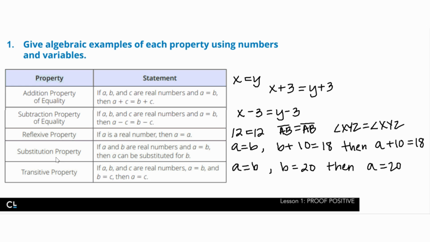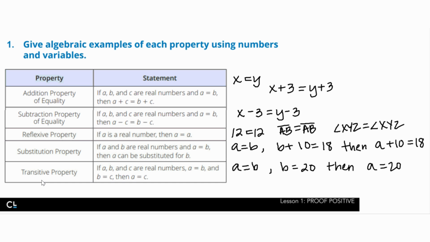The substitution property: if A and B are real numbers and A equals B, then A can be substituted for B. Again, if I have A equals B, and I had B shown in an equation like B plus 10 equals 18, then I could also say A plus 10 equals 18.